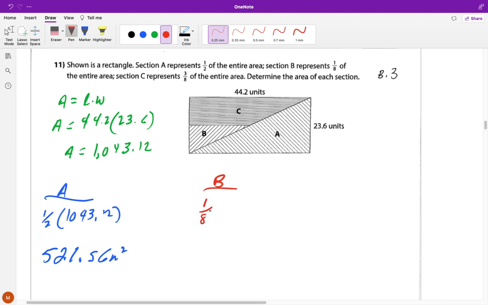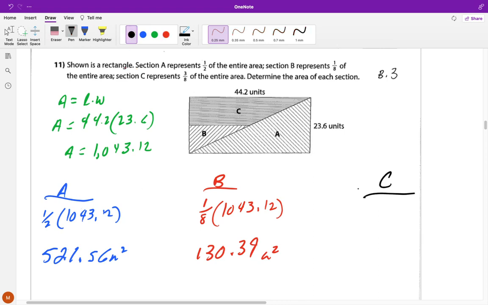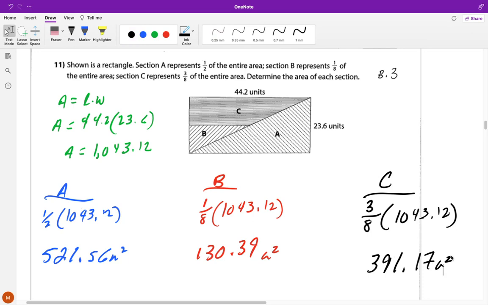For B, it's 1/8 of 1,043.12. So 1,043.12 divided by 8 is 130.39 units squared. And if we wanted to solve for C, we could just subtract both of these from 1,043, or it tells us that C is 3/8 of 1,043.12. So we can do 1,043.12 times 3/8, and that will give us 391.17 units squared as well.